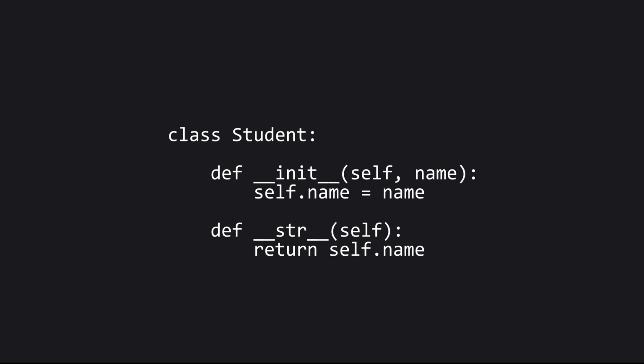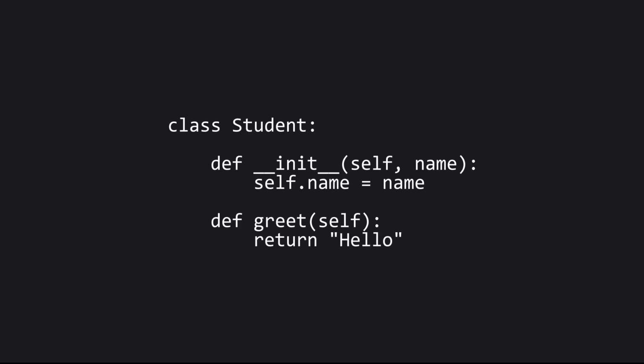Next, we move into special methods that Python uses inside classes. The init method is a constructor that runs when an object is created and sets initial values. It ensures every object starts in a valid and consistent state. The str method defines how an object is displayed when you print it. A method is simply a function defined inside a class that works with the object data.